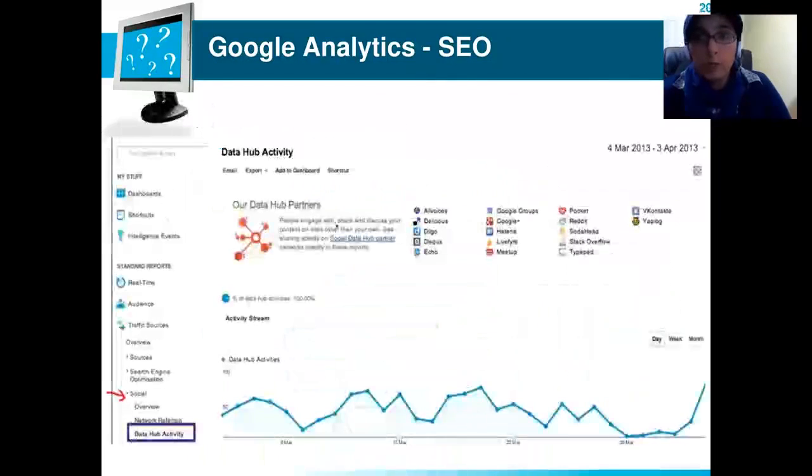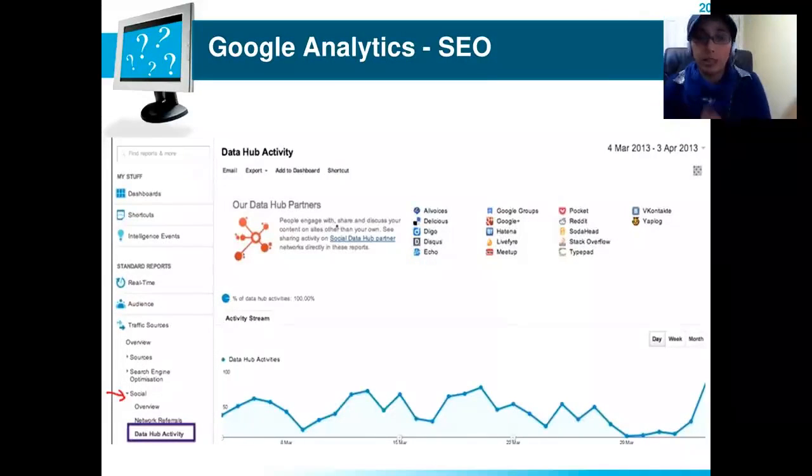The other one that I talked about was the data hub activity. It's really cool because Google partnered with the data hub networks. As you can see here in the slide, you have Pocket, you have obviously Google Plus, you have Delicious, and there are others, more.